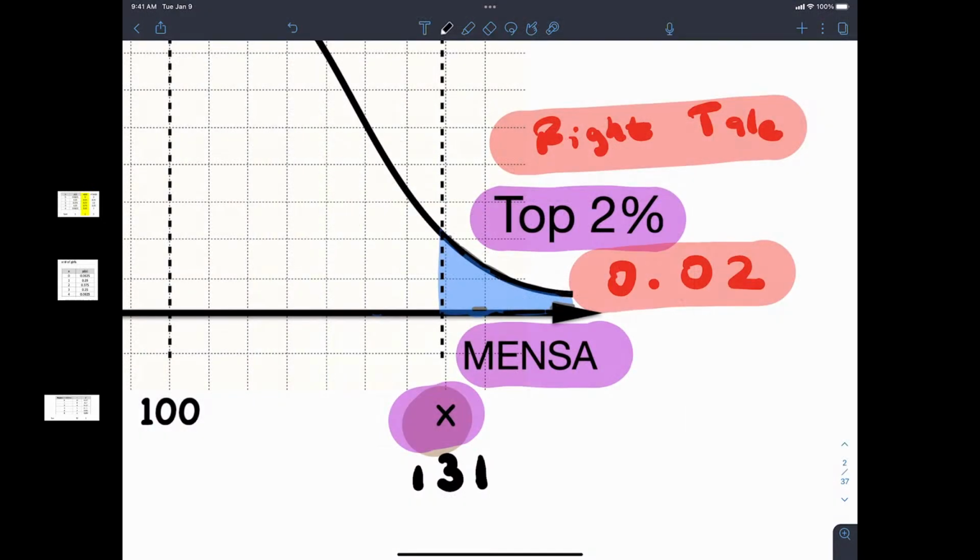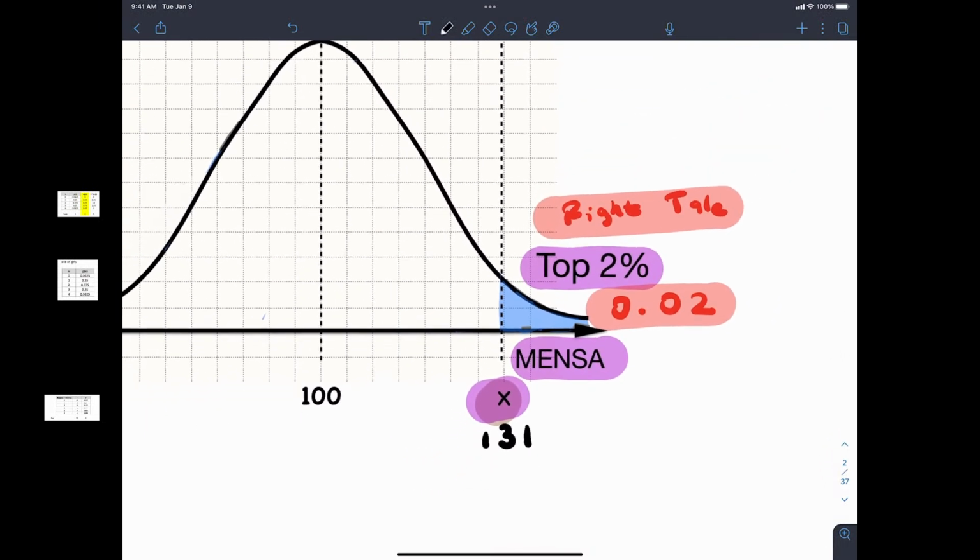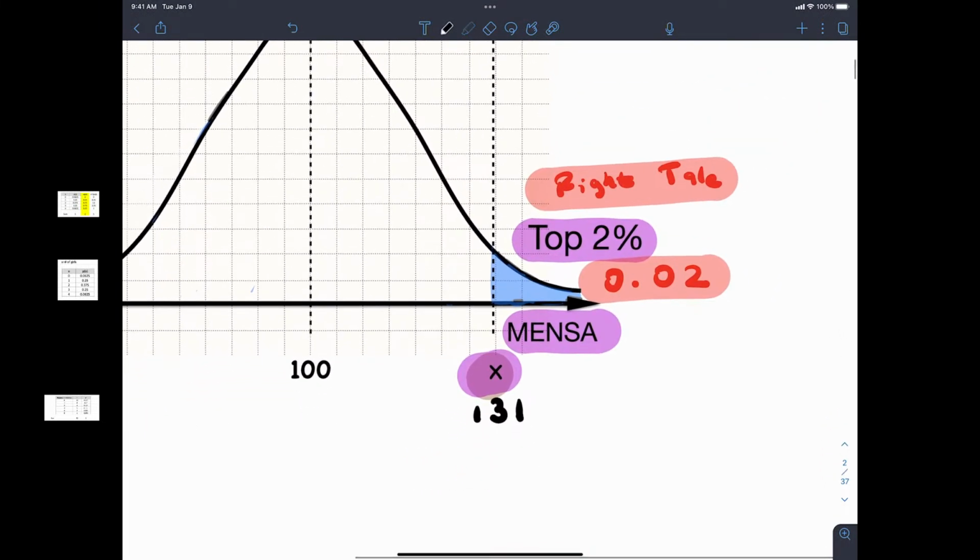So to be considered a Mensa member, you need an IQ score that's right in here. It has to be at least 131. So yes, you're a genius, but you want to know something? You could belong to Mensa and go to the Mensa parties, do Mensa things, whatever they are, and hang out with other Mensa people. And they get together.